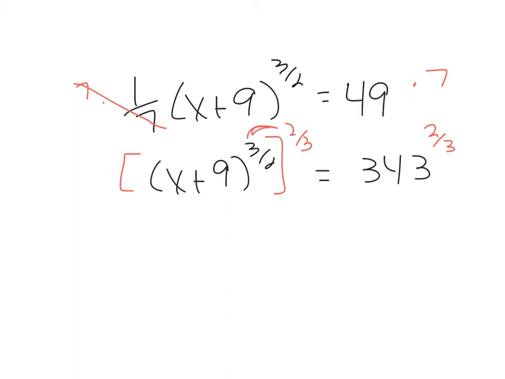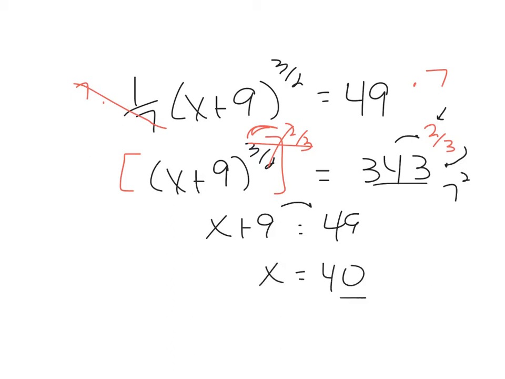So I'm gonna raise both sides to the reciprocal power, and because when you raise a power to a power, you multiply exponents, they just cancel. So it gives me x plus 9 over here, that exponent's gone. Over here I do have to do the work. I'm gonna do the cube root of 343 first. If you punch in the cube root of 343 on your calculator, it says 7. But you still have that square, so you have 7 squared, which is 49. So 343 to the 2/3 power works out to 49. The last thing you do, move the 9 over, which gives you 40, and that's it. Not too bad at all.